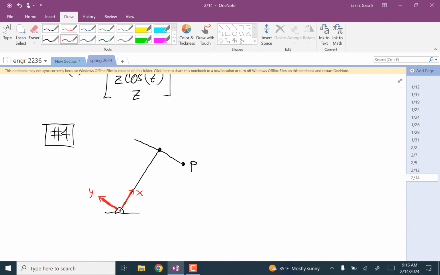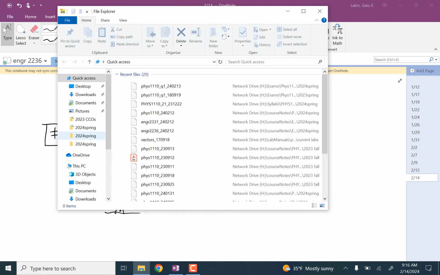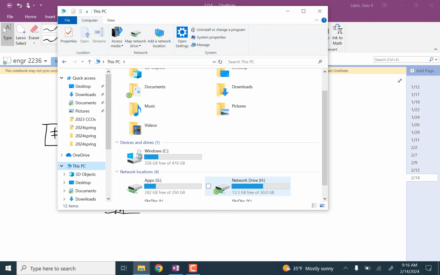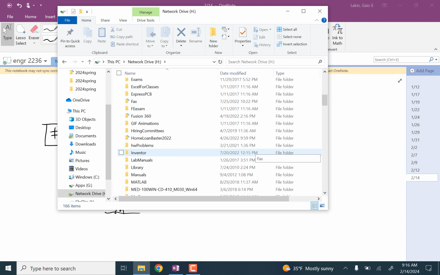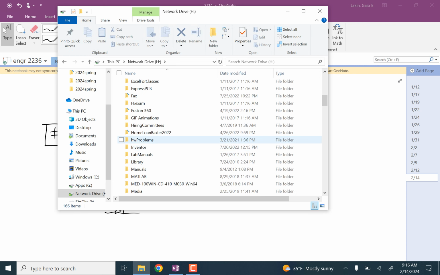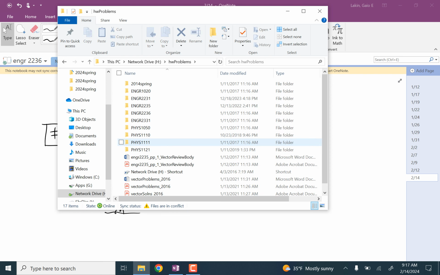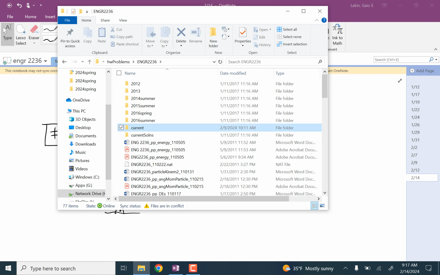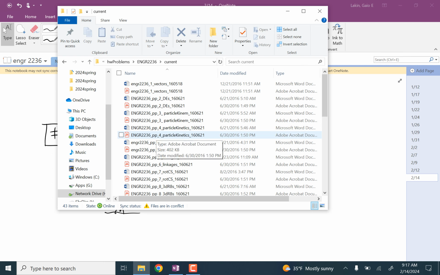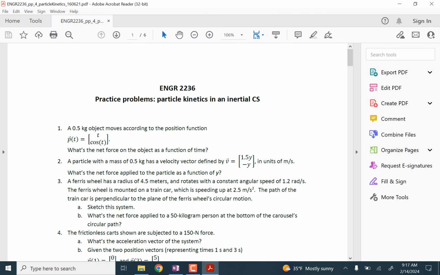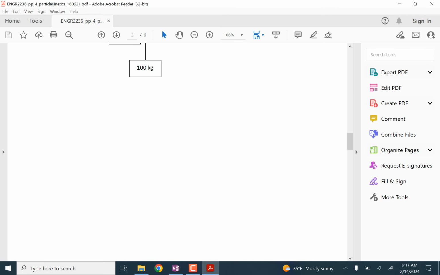Any other questions on the test? Okay. Any homework questions? Yeah. Do question 8 on the article. I hope so. I think I just forgot how to do that. Particle kinetics. Number 8.